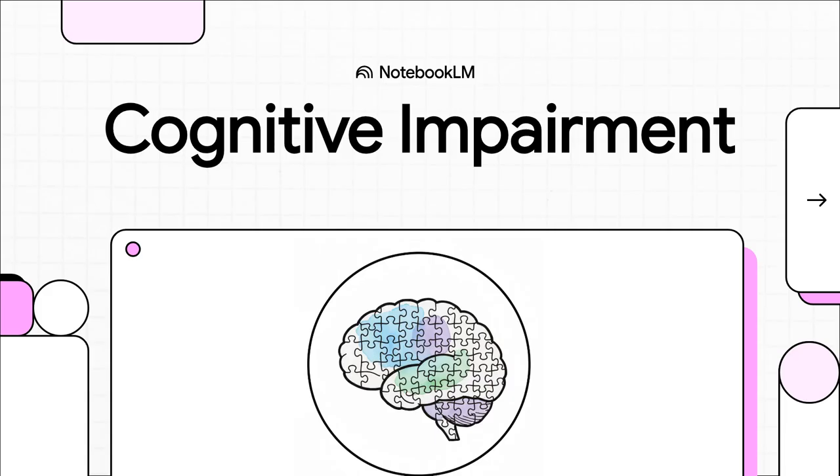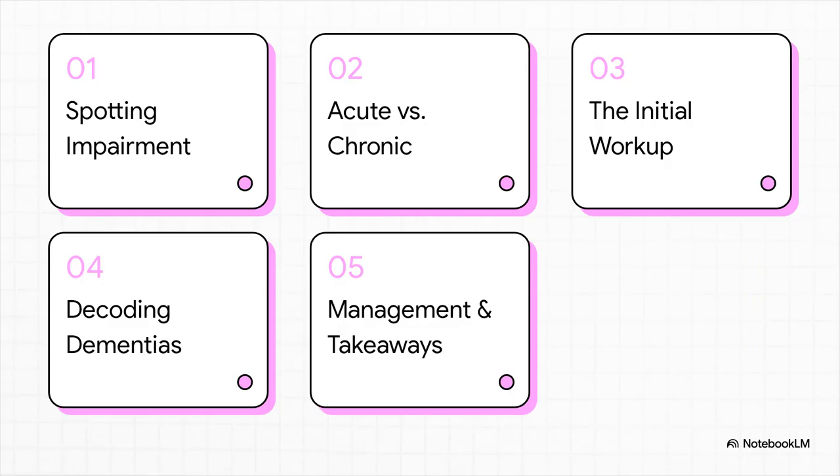A patient mentions some fuzzy memory, or maybe a worried family member pulls you aside after an appointment. It can feel a little overwhelming. So today, we're going to break down a really practical clinical approach to cognitive impairment. The goal is to give you a clear framework so you can assess, diagnose, and manage these patients with a lot more confidence.